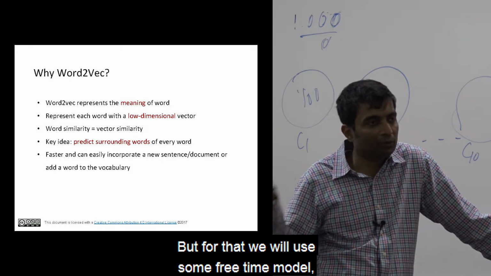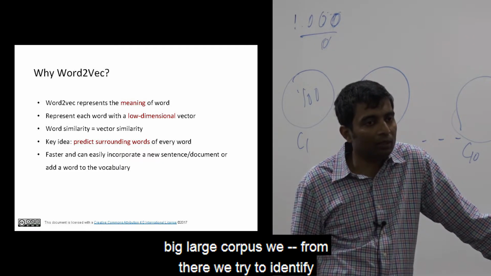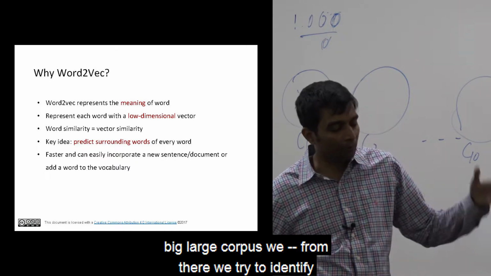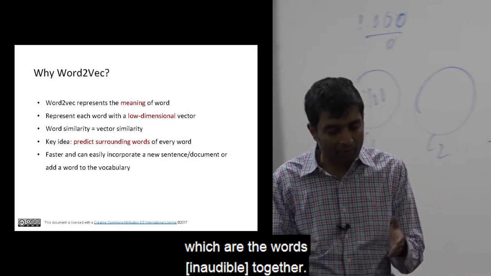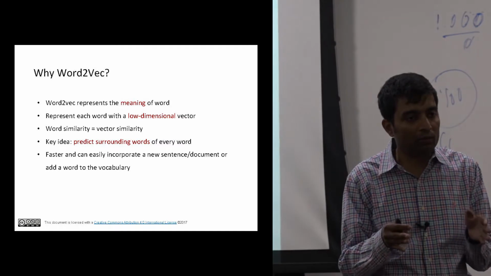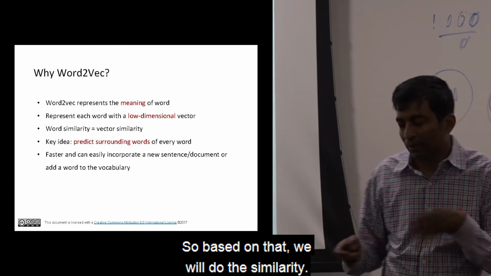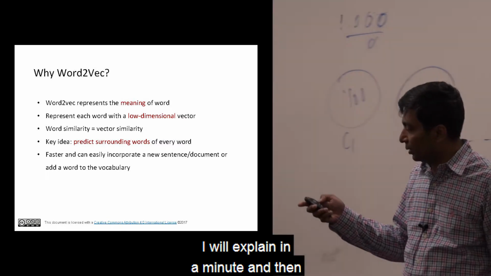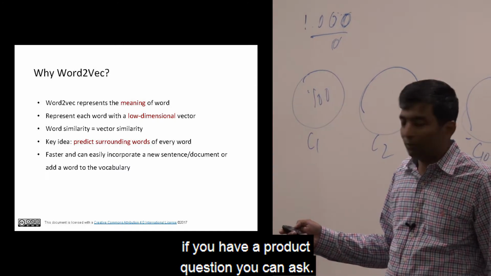But for that, we will use some pre-trained model, trained on a big, large corpus. From there, we try to identify which words co-occur together. So based on that, we will do the similarity. I will explain in a minute, and then if you have a further question, you can ask.